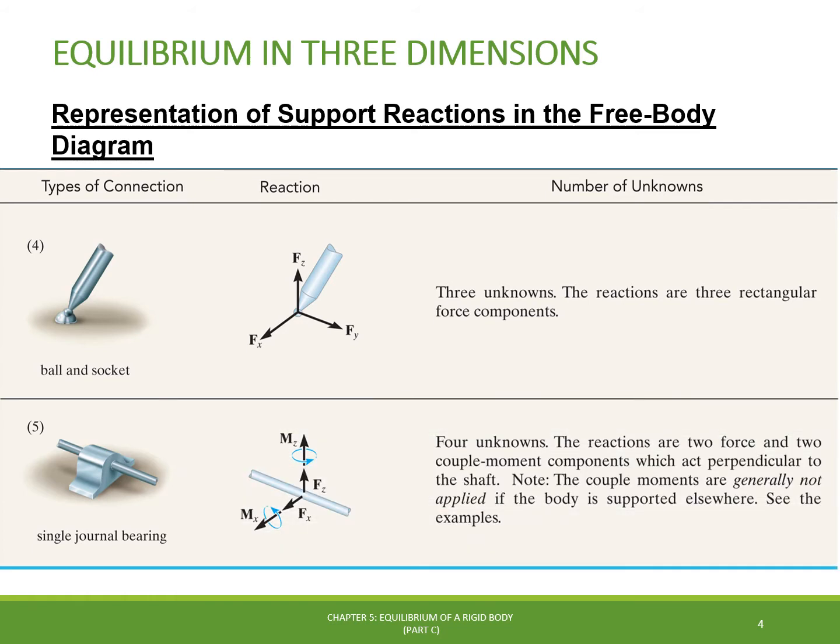In this type of support, the shaft is prevented from translating in the X and Z directions shown in the figure, which creates the two reaction forces Fx and Fz. The shaft is also prevented from rotating about the X and Z axes, which generates a reaction moment about the x-axis, Mx, and another reaction moment about the z-axis, Mz.